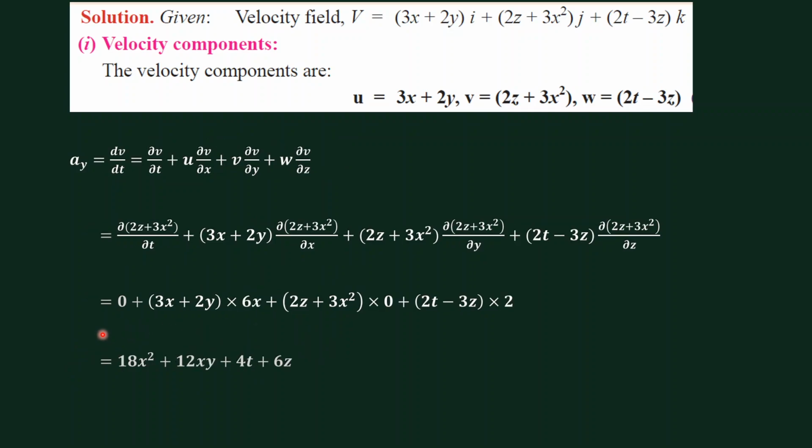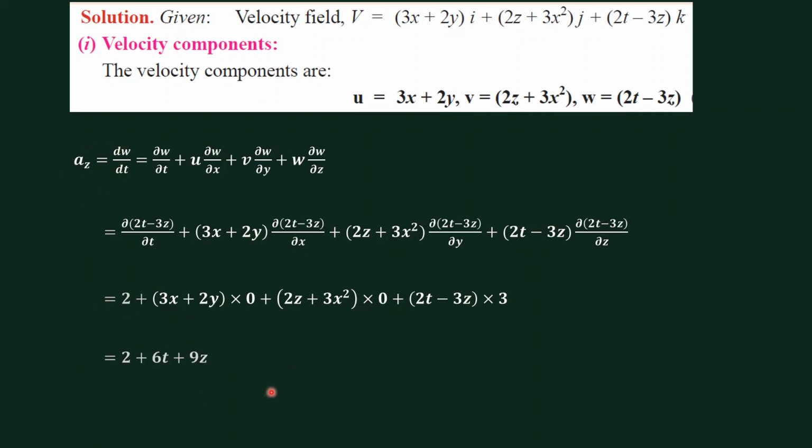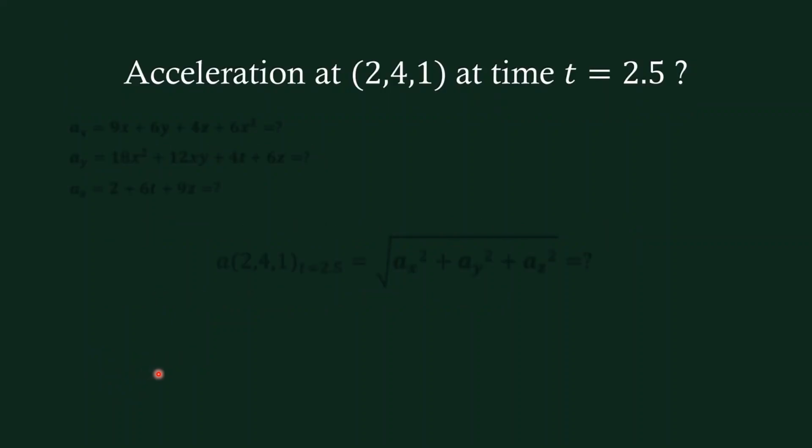Similarly, if we try to find out the accelerations in y direction, then we'll get an expression like this, and in z direction, we'll get an expression like this. Now, if I ask you what is the acceleration at a point (2, 4, t) at a moment where time is equal to 2.5, it may be seconds or minutes or hours, whatever.